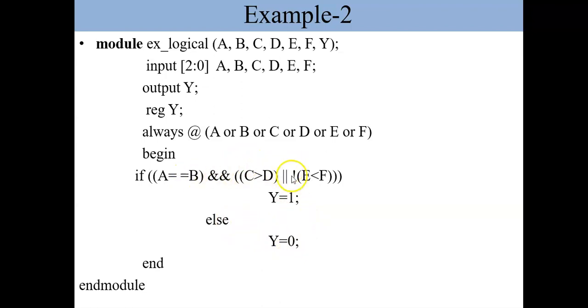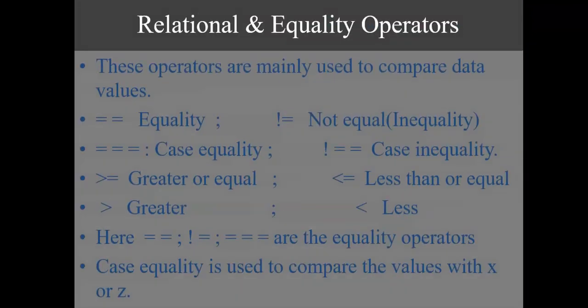Whenever this is true, that is logical. Whenever this entire operation is equal to 1, make Y equal to 1. Else make Y equal to 0. That's what we have taken earlier. So these are all normally used to decide some logic, either 1 or 0. So this is about the logical operators.